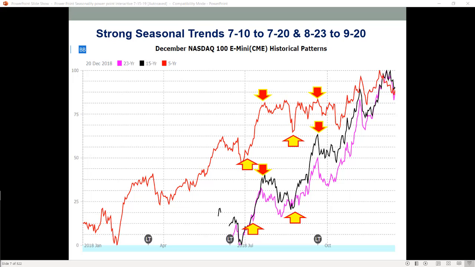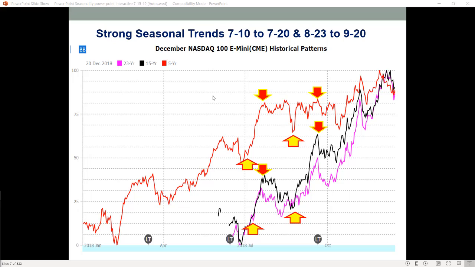Okay, so I'm going to show you some seasonality patterns and show you where the market starts to stall out based on seasonality tendencies. Then we're starting to see a divergence come in between the weaker component, which is the Russell 2000, versus the NASDAQ 100. So first off, these are seasonal continuation patterns here.